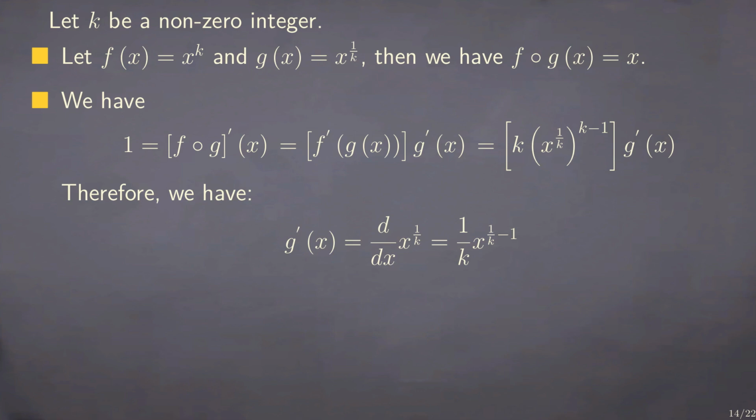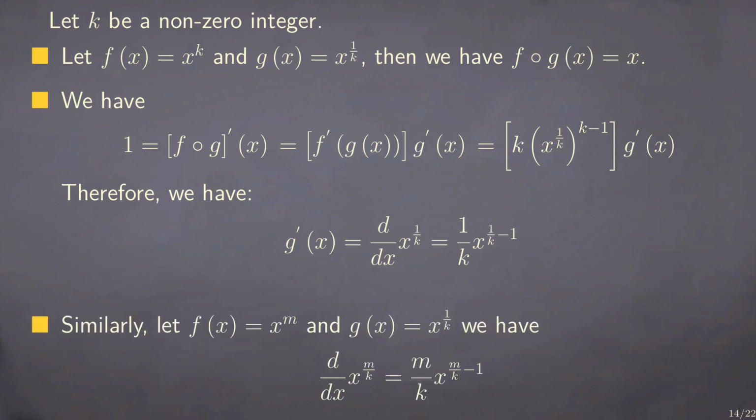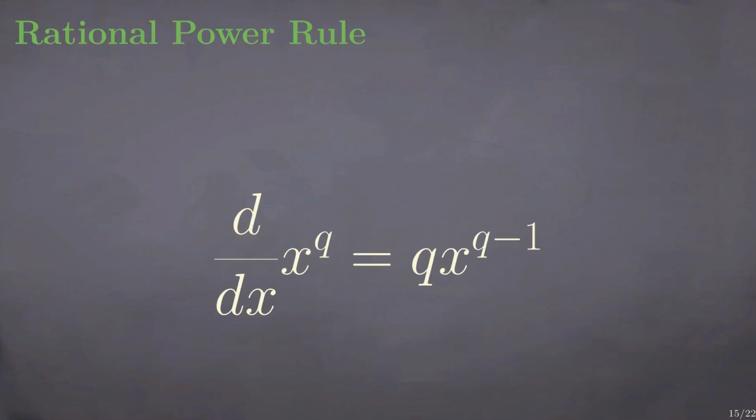Well, similarly now, if we let f be x to the power m and g be x to the power 1 over k, we see that the derivative of x to the power m over k is actually m over k times x to the power m over k minus 1. And because every rational number can be written as a quotient m over k, we are done verifying the rule for taking the derivative of x to the power of any rational number. So this is the rule. For any rational number q, the derivative of x to the power q is actually q times x to the power q minus 1.